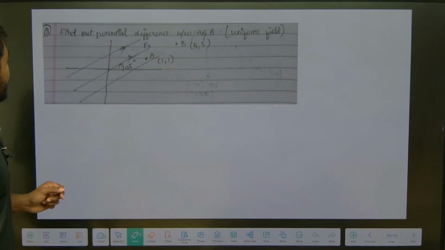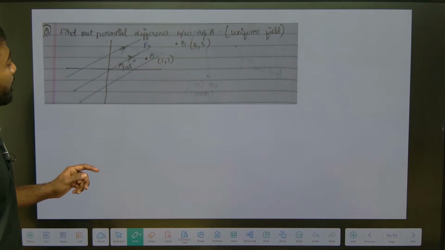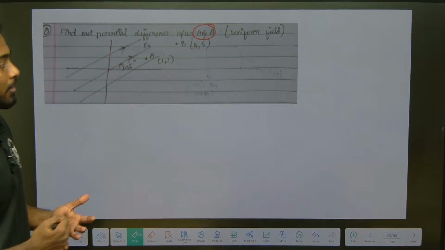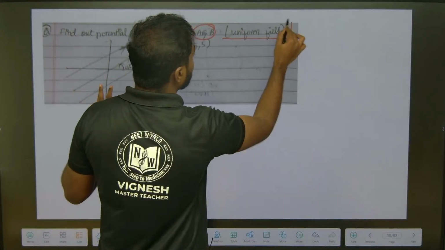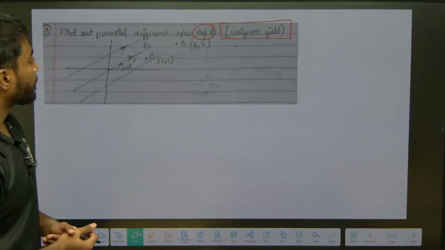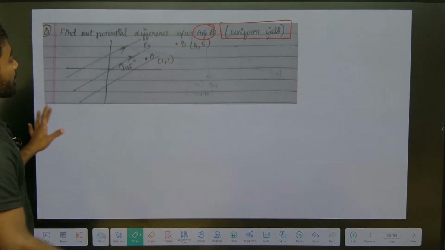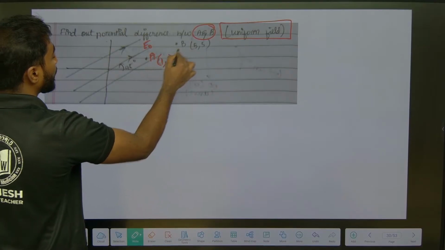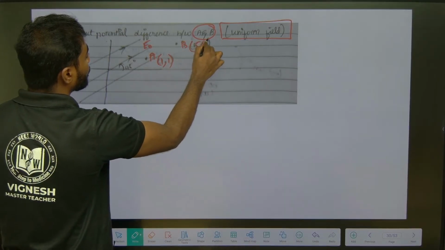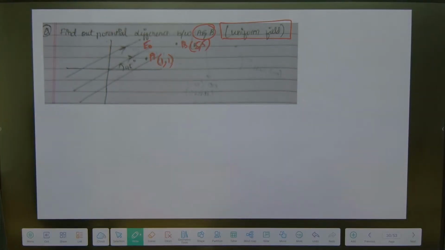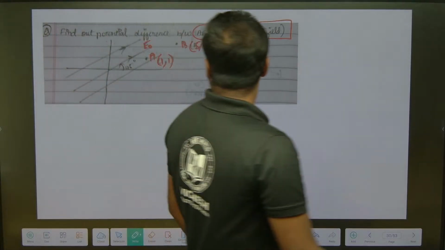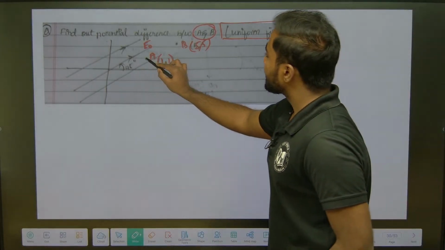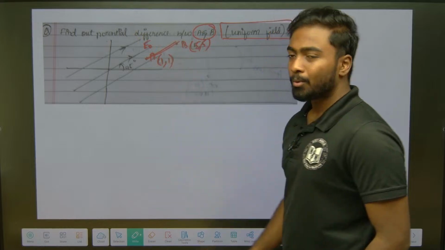Now find the potential difference between point A and B in the uniform field. This is the main point of this question, a uniform field. The electric field is E naught, point A is (1, 1) and point B is (5, 5). For the potential, first we need to find the distance between them.